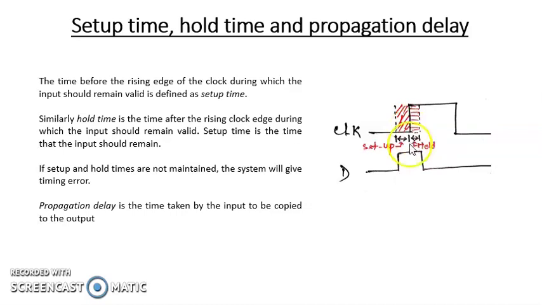Similarly, after the rising edge of the clock, the input D also should remain valid for a certain amount of time, which is known as the hold time. So this is the amount of time during which the input D should remain valid for a correct value to be presented at the output. This is called the hold time. If the signal changes in between the setup and hold time, you may get timing errors. So it is essential for the register to maintain setup and hold time in order not to produce any erroneous results. Another important parameter is the propagation delay, that is defined as the time taken by the register to copy the input to the output.